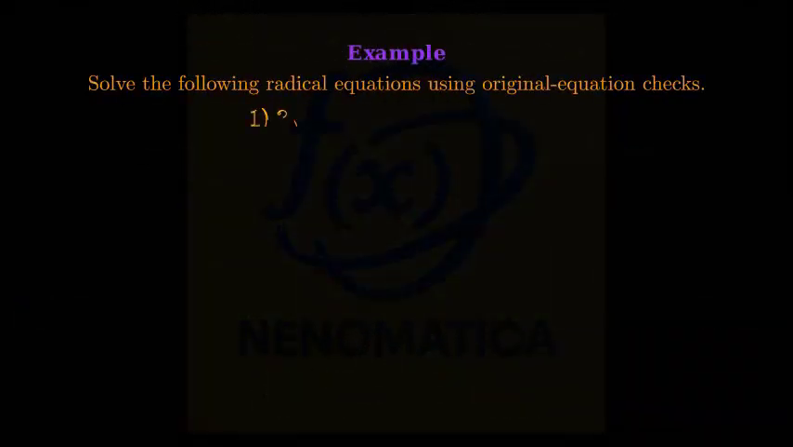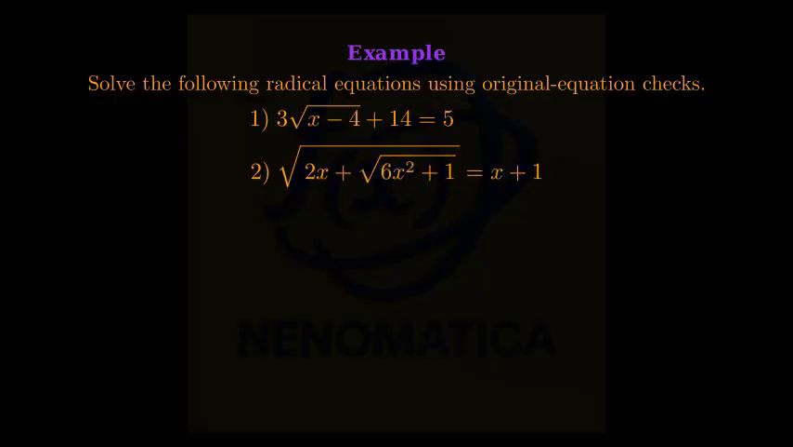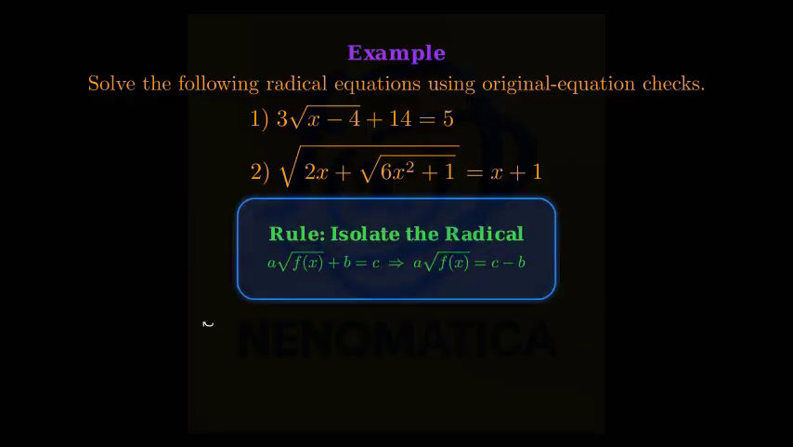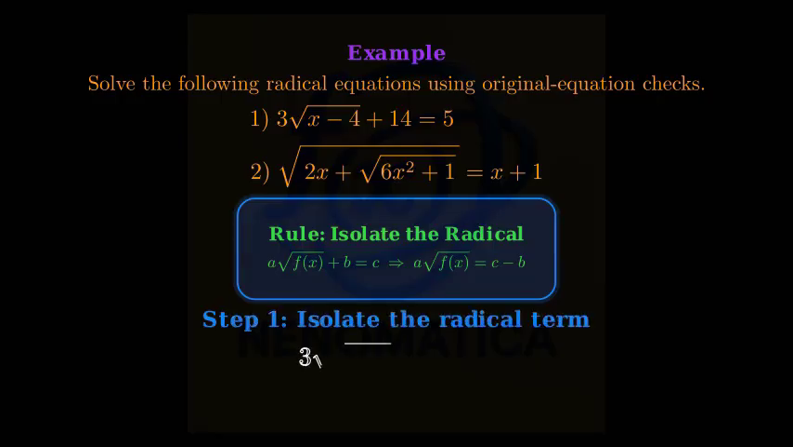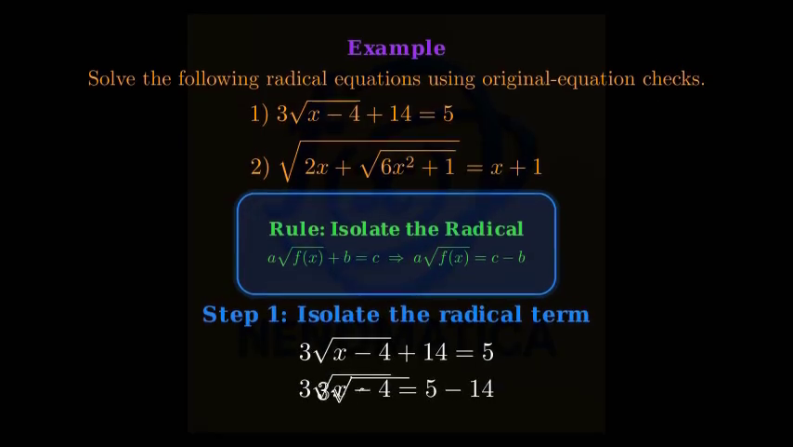We will solve two radical equations exactly following a careful step-by-step algorithm. First, we display the example label and the problem statement in bold orange math. We start with equation 1. Step 1. Isolate the radical. Subtract 14 from both sides.